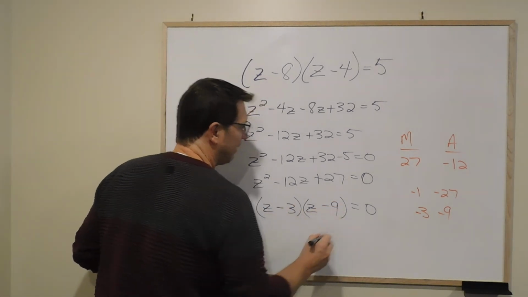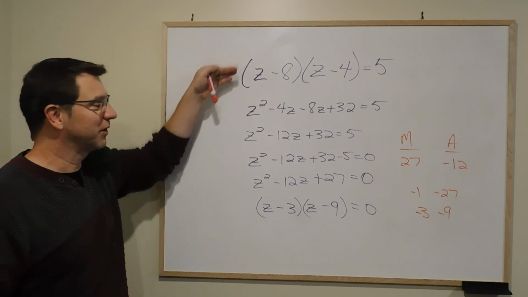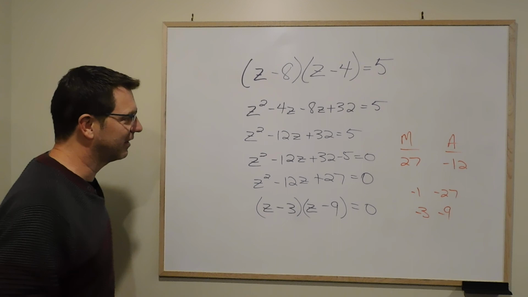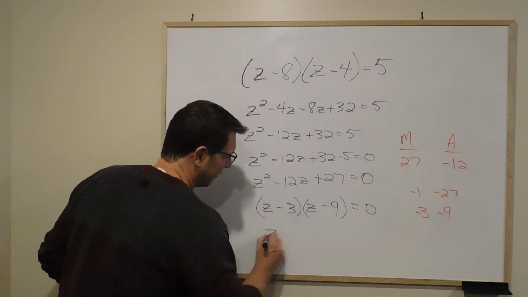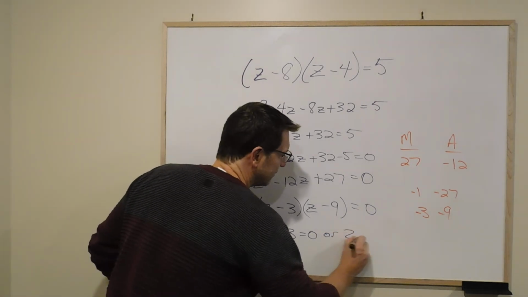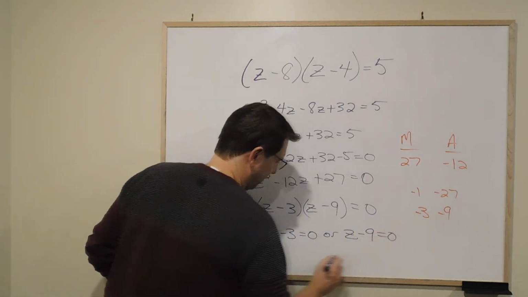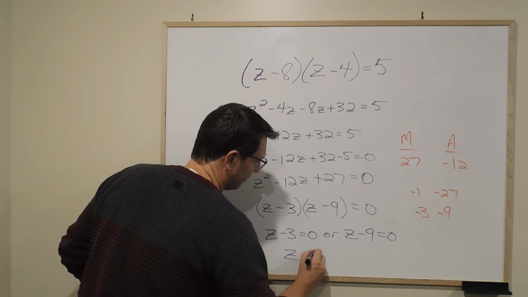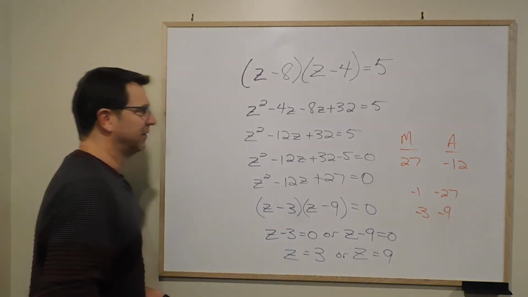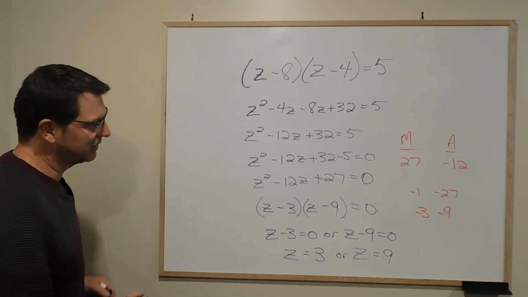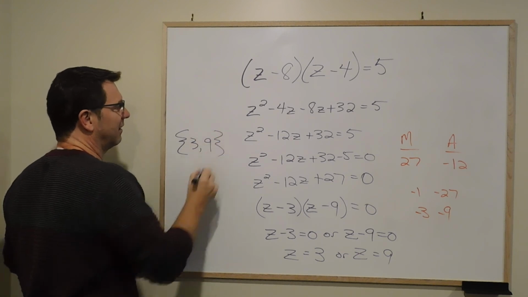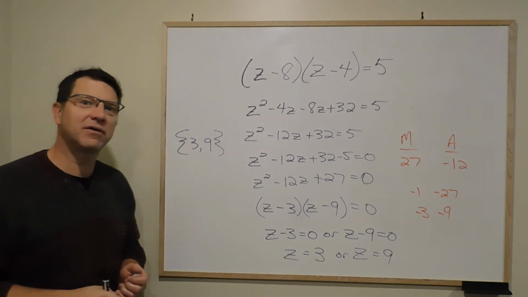Okay. And you may have been a little bit surprised that this worked out to almost the same answer as D, except a negative sign here. And then we have Z minus 3 equals 0, or Z minus 9 equals 0. So we know that Z equals 3, or Z equals 9, right? And we don't have room for our solution set over there, so we can put it here, 3 and 9. Okay? And that's how we do solving by factoring.